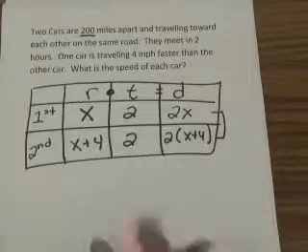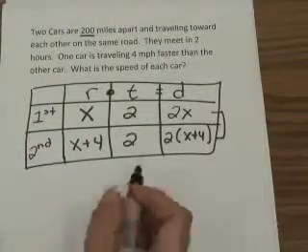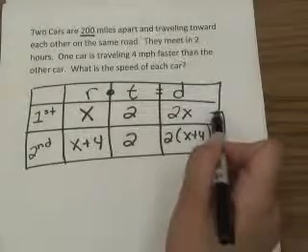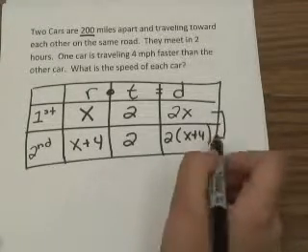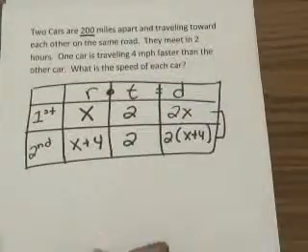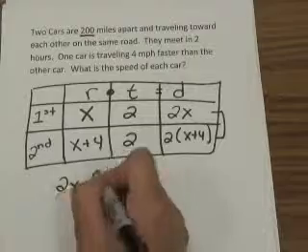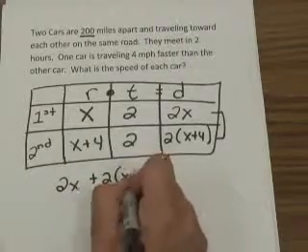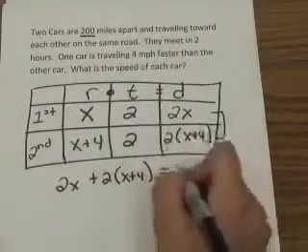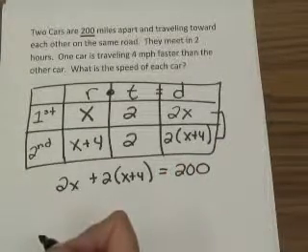Since both cars are a combined distance of 200 miles apart, what we can do is add together the distance covered by the first car and the distance covered by the second car and set it equal to the total miles apart that they are. So we have 2x plus 2 times x plus 4 equals 200. So now we can simplify and solve.